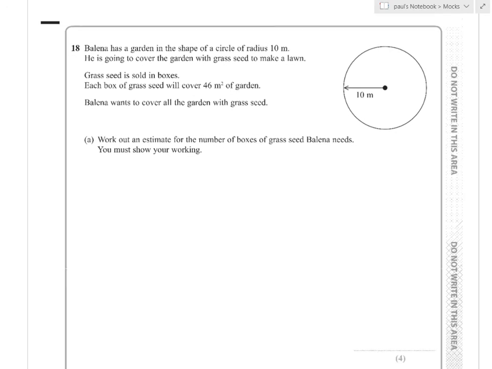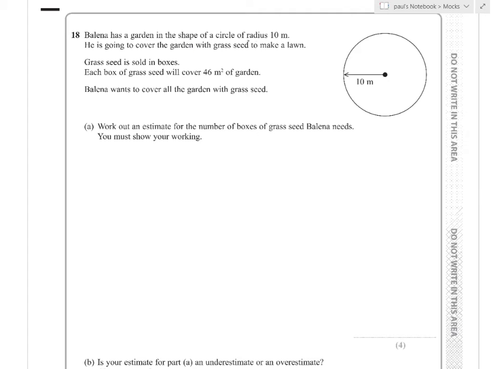We're on number 18. Berlin has a garden in the shape of a circle, radius 10 meters. He is going to cover the garden with grass seed to make a lawn. Grass seed is sold in boxes. Each box will cover 46 meters squared of the garden. Work out an estimate of the number of boxes that Berlin needs.